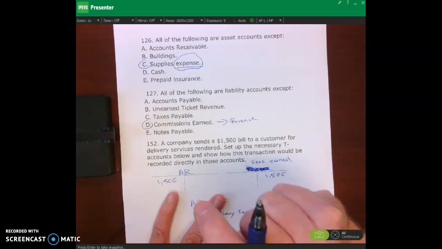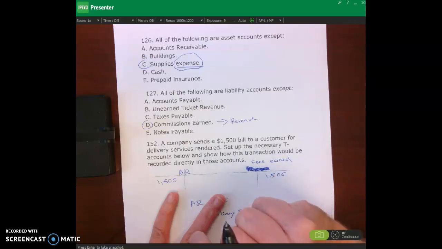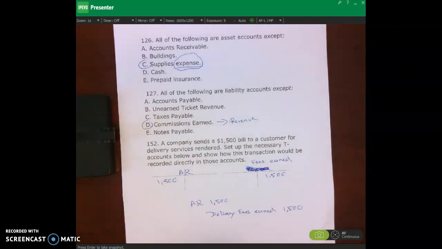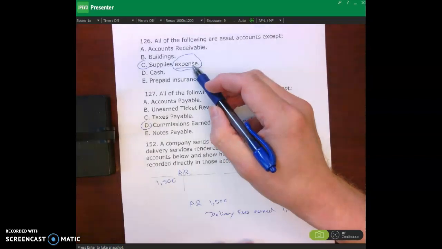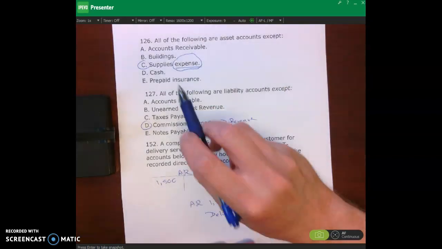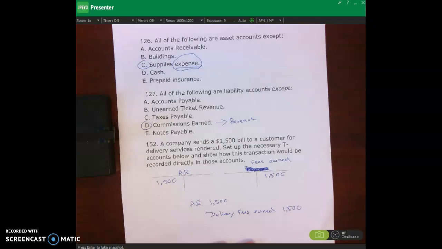I'm going to say that again, and that's something we'll talk more about in chapter 3. But when those supplies are used, they become a cost of doing business. So they are no longer assets. They move from being an asset to being a cost of doing business and expense. So supplies expense is not an asset. Supplies is an asset, but not supplies expense.